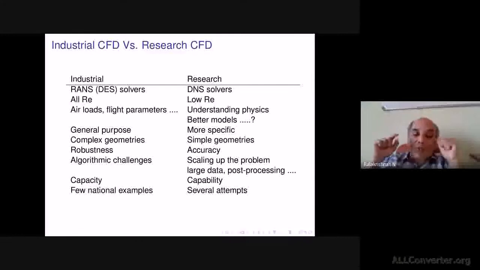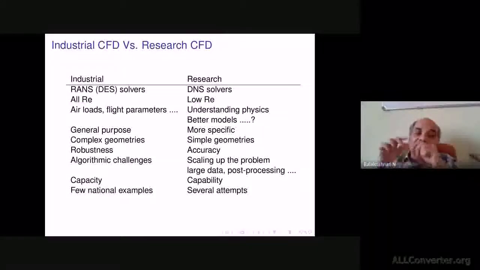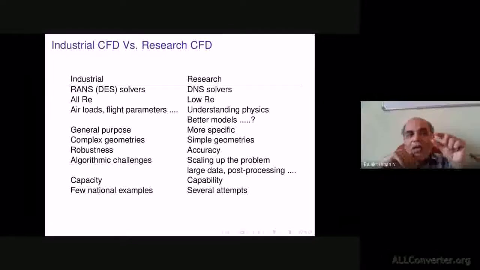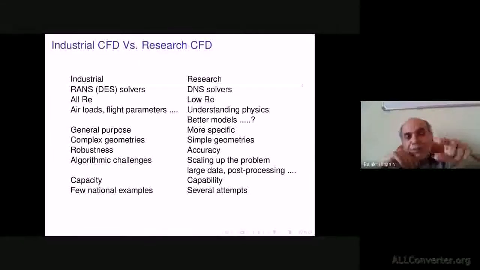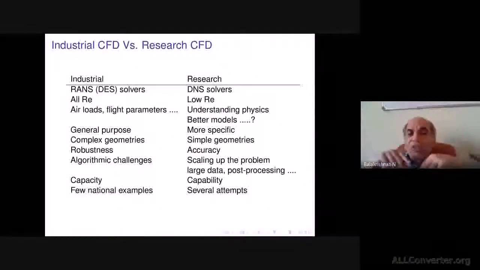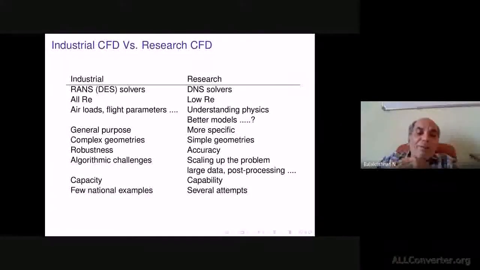Because of this, you will very quickly realize this brings in what is called grid-induced stiffness. The time step that these volumes sitting immediately next to the wall would allow is so small as compared to the volumes which are far off from the wall, and as a consequence of that, your CFD process becomes extremely slow.